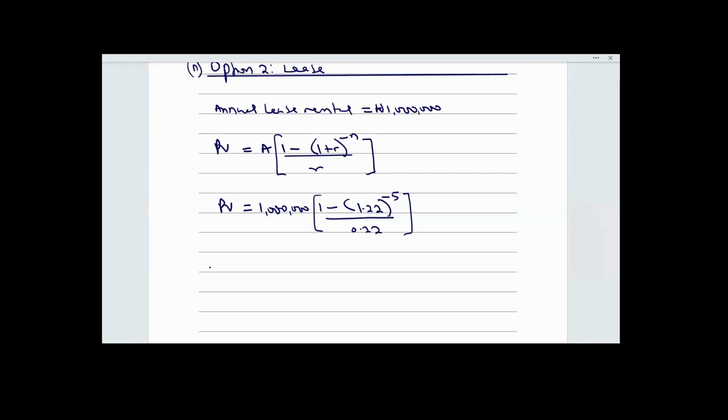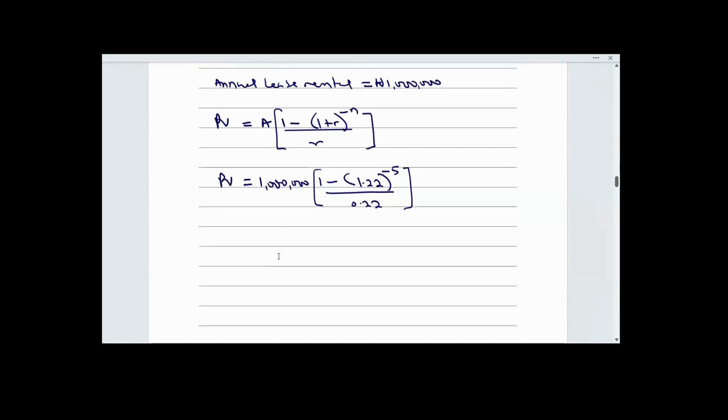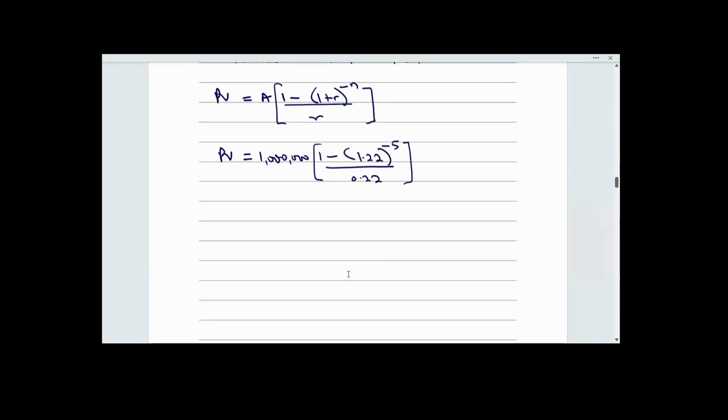So that I don't need to do working twice, I will just calculate my annuity factor. Here, my PV will then be equal to 1 million multiplied by annuity factor. Let me just open up my calculator. I got 2.863640. Let me write it out first.